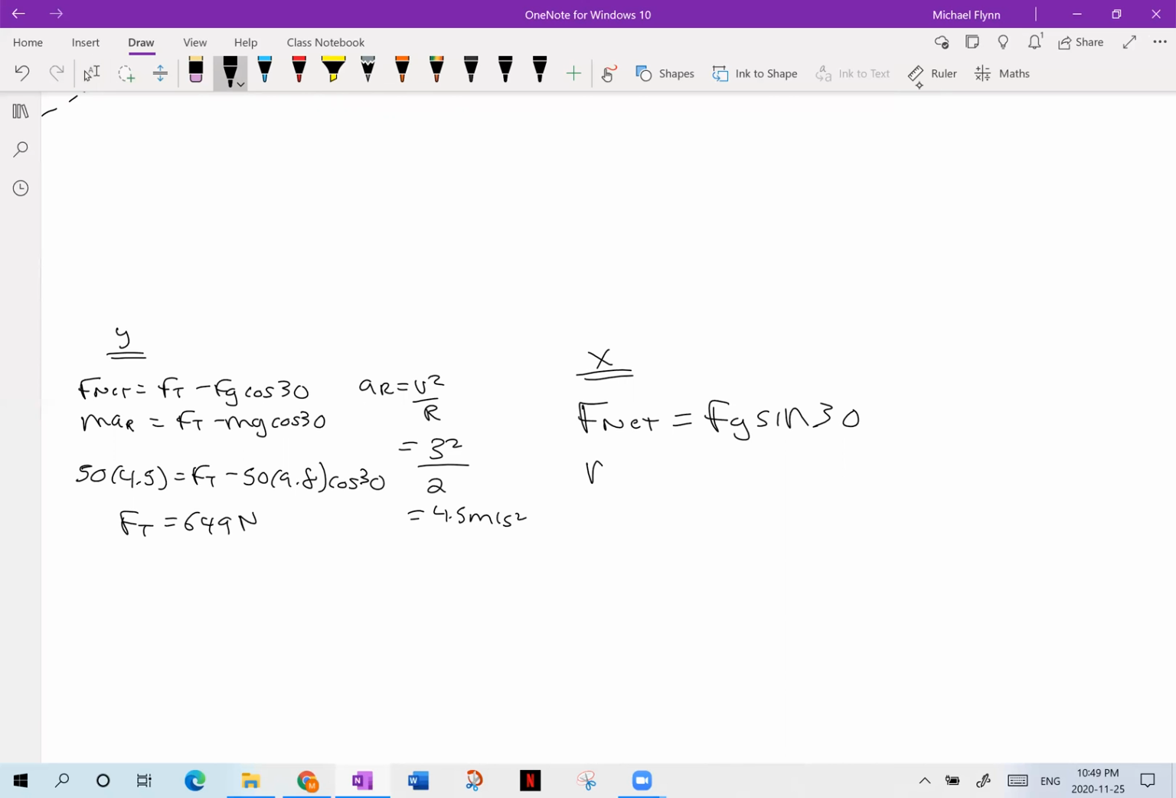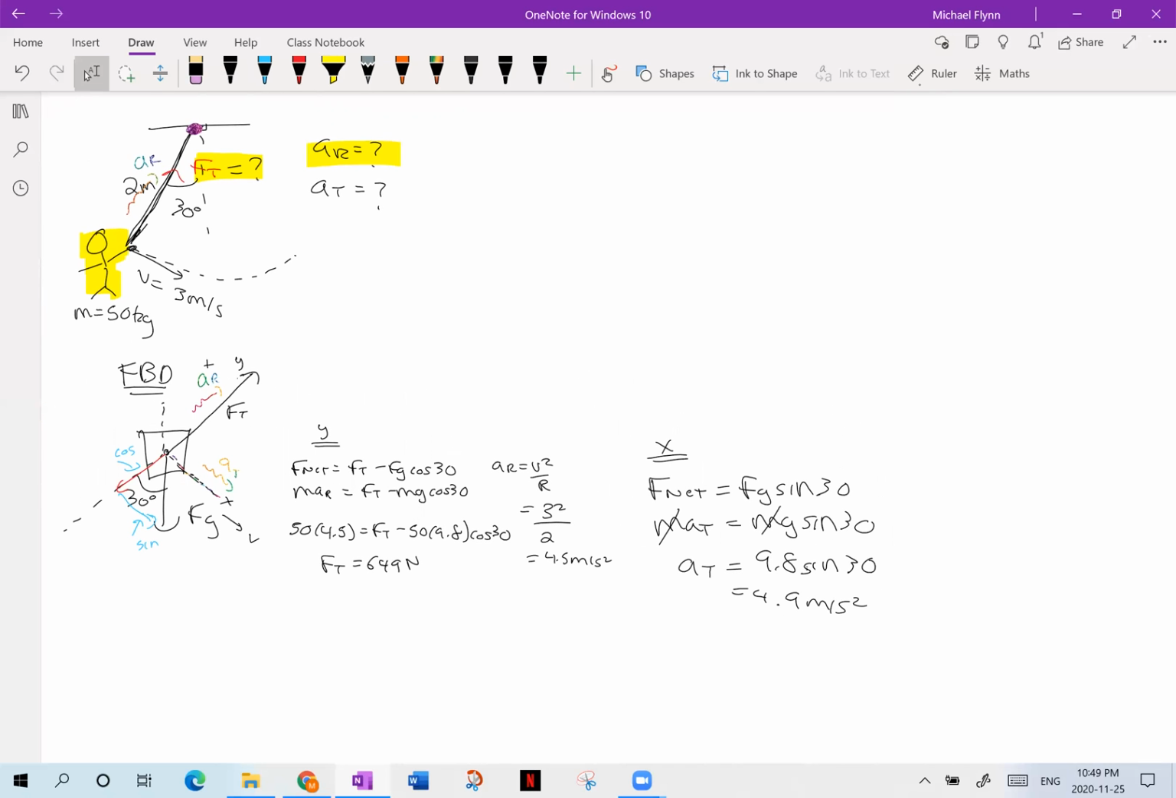So I'm going to go MAT, which is the tangential acceleration, equals mg sine 30. Here, we don't need the mass, and we get the tangential acceleration equals 9.8 times the sine of 30, which happens to equal 4.9 meters per second squared. No problem. Now we got our last guy there, and look how straightforward that was.